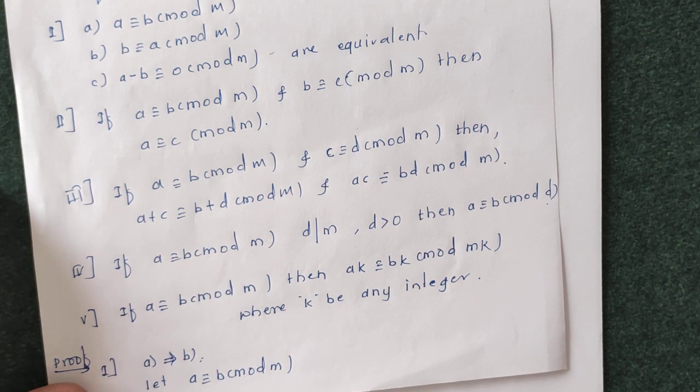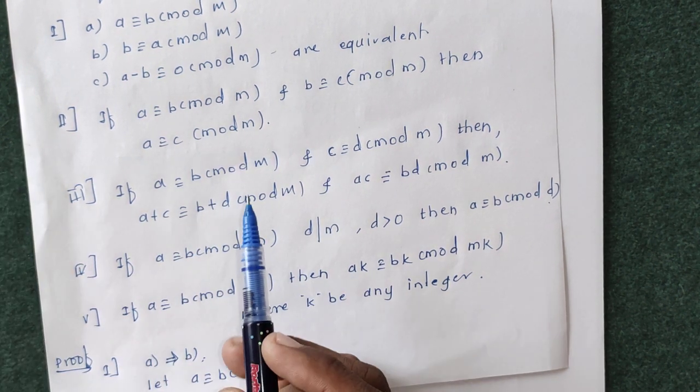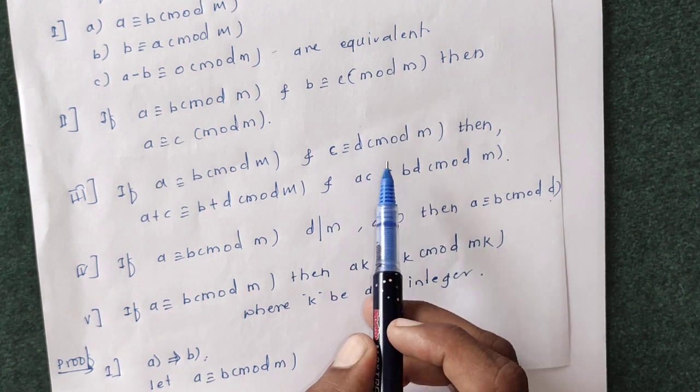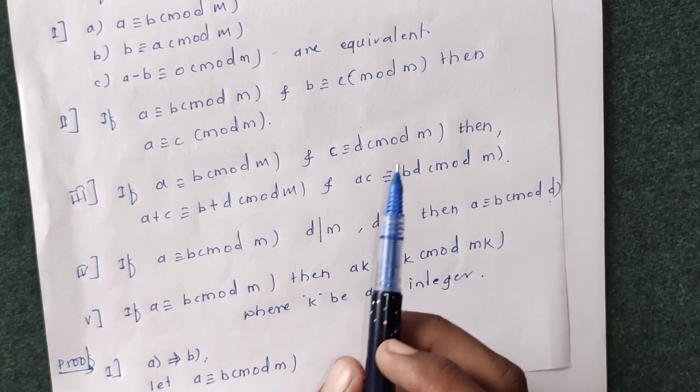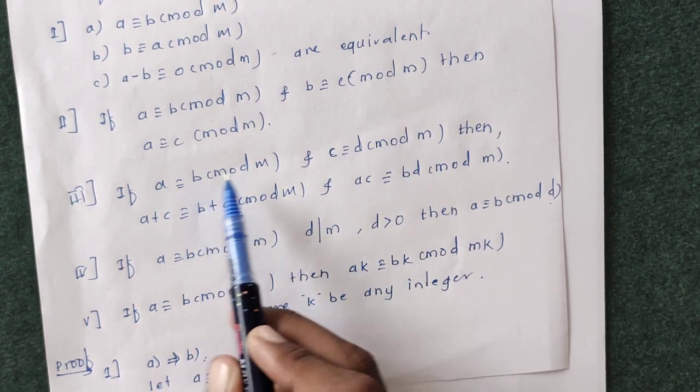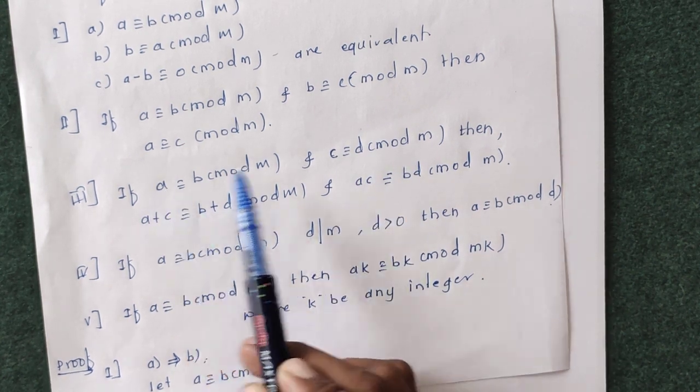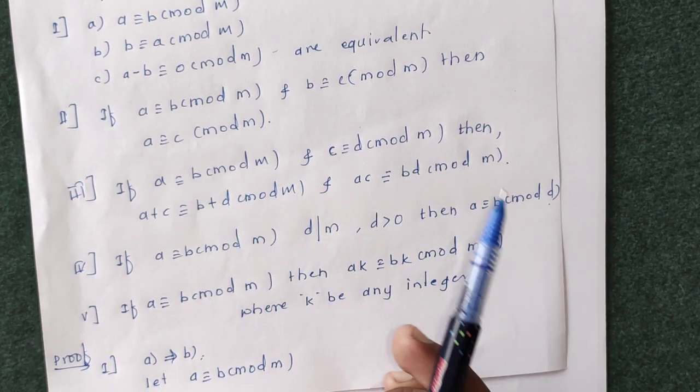Now to prove the third statement, the statement is: if A is congruent to B mod m and C is congruent to D mod m, then we have to prove that A plus C is congruent to B plus D mod m and A into C is congruent to B into C mod m.